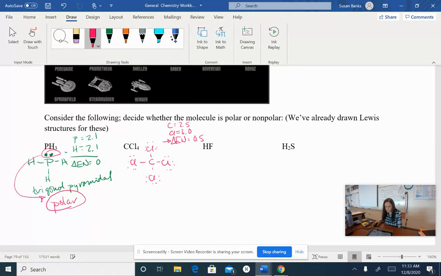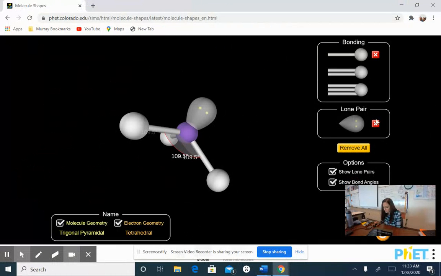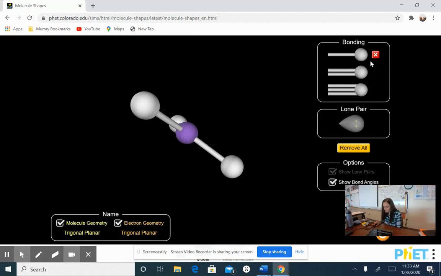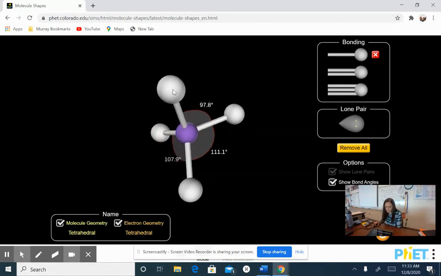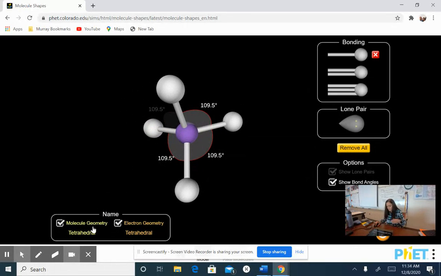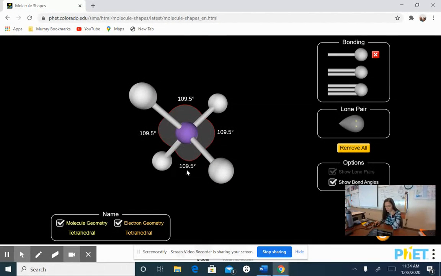Now let's look at our 3-dimensional shape. So if I look at 4 bonding areas around that center atom, let's look at that. I'm going to take off this lone pair, and instead of having that lone pair, I'm going to add another single bond. Now, notice I have a tetrahedral shape, and I have a tetrahedral electron geometry. All my bond angles are 109.5. Every single one of these is the exact same distance away from each other, and because they're all chlorines, they're going to be the exact same pole.